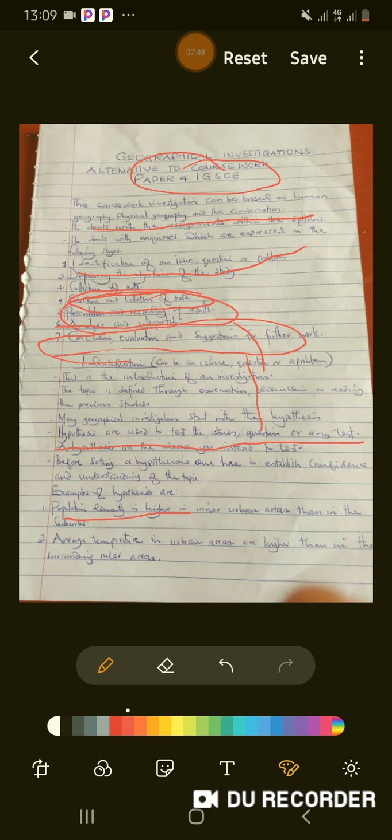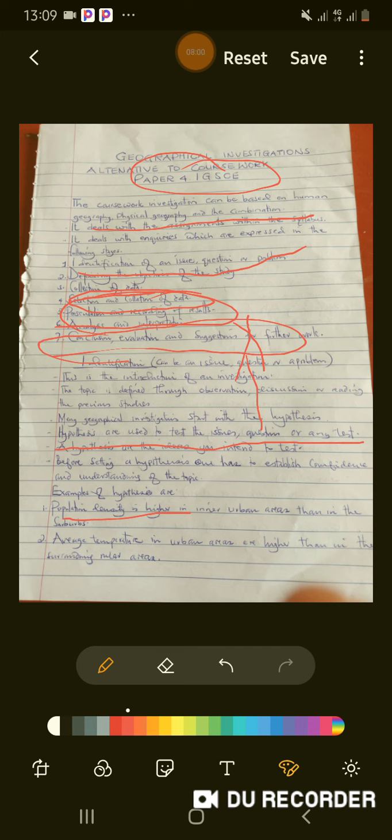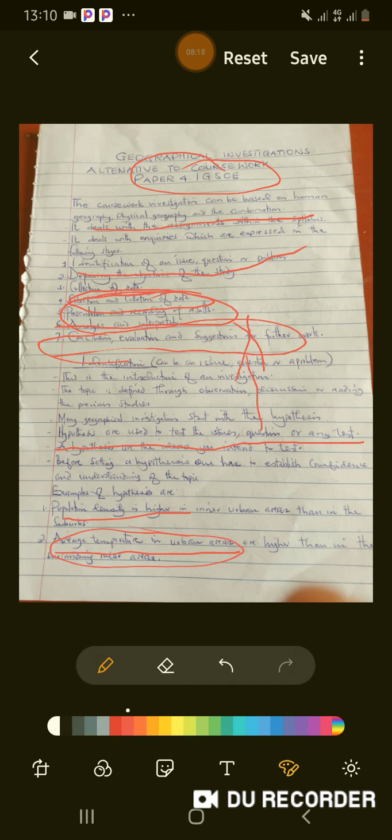Therefore, for you to investigate much into this, you need firstly to understand the logic or the topic itself which you are studying. Another topic, for example, average temperatures in urban areas are higher than in the surrounding rural areas. Why is this? The first thing you need to appreciate is whether it is really true that the temperatures in the urban areas are higher.